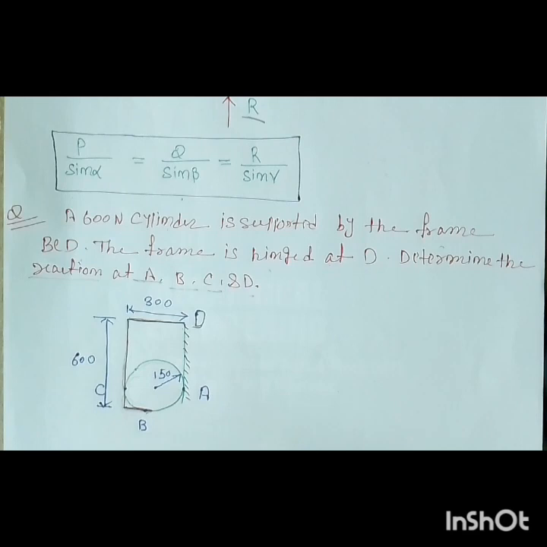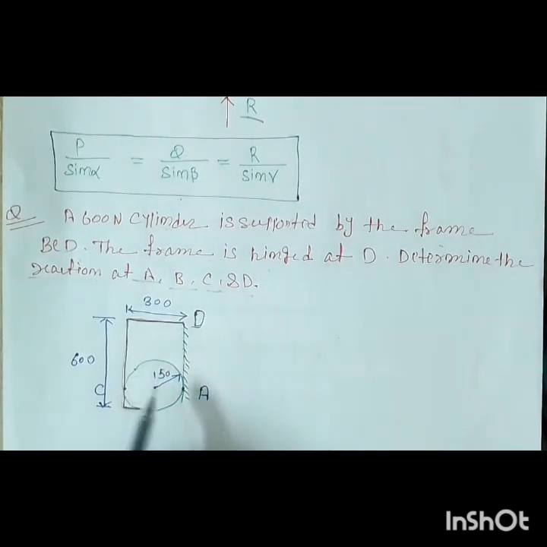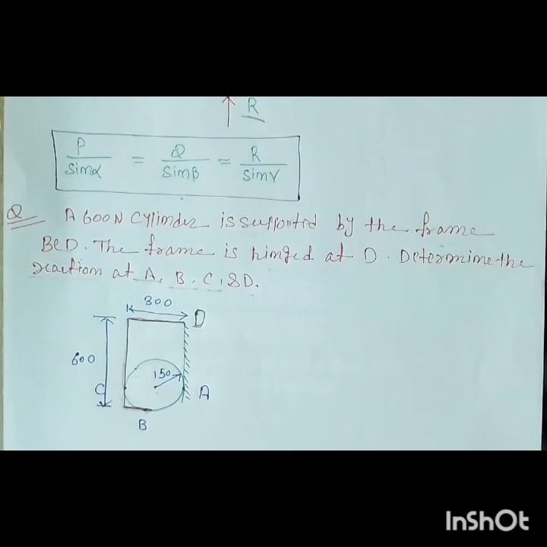Actually, I forgot to mention the weight of the cylinder. The weight of the cylinder is 600 Newton, it is given, right? So first of all we have to draw the free body diagram, that is FBD, of this system. We will draw the free body diagram individually for the cylinder and for the frame. First of all we'll draw the FBD for the cylinder.